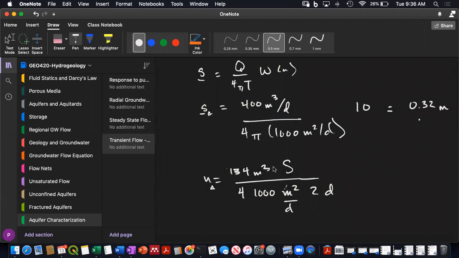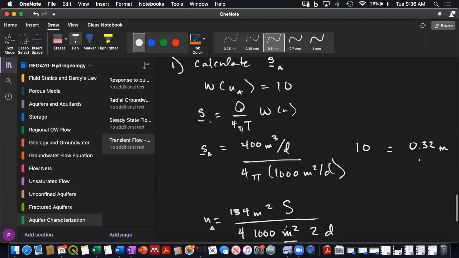This is meters cubed per day. This is not U. So Autumn says, why is my drawdown, right? The drawdown is 400 meters cubed per day divided by 1,000 meters squared. The days cancel. I end up with meters up top, and WU is unitless. So I end up with meters. U sub A is unitless, but S sub A, the drawdown, is in meters.